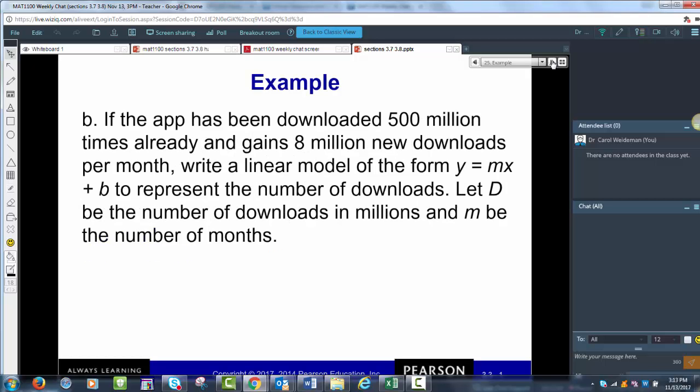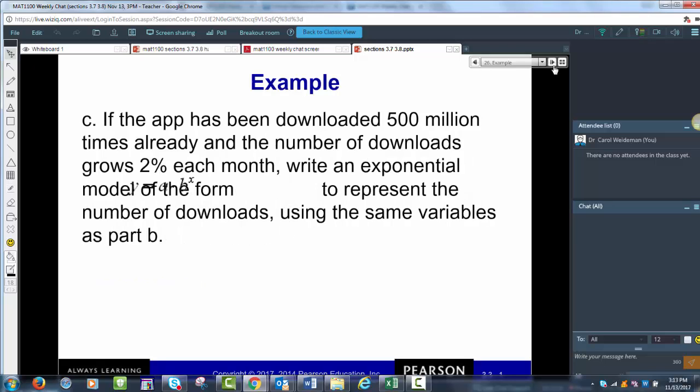If the app has been downloaded 500 million times already and gains 8 million new downloads each month, write a linear model of the form y equals mx plus b to represent the number of downloads. Let d be the number of downloads in millions and m the months. So here we started out at 500 million, and then each month we add 8 million. So there's the linear equation that represents that.